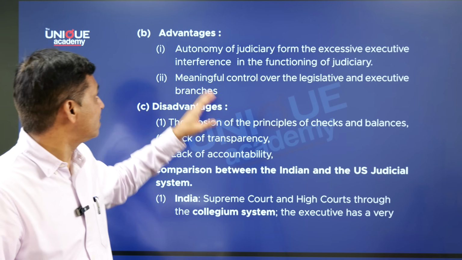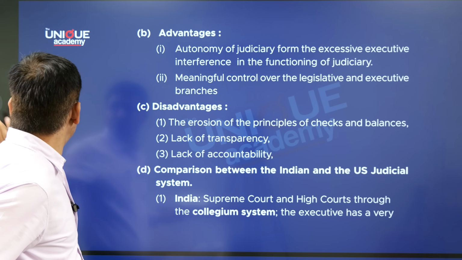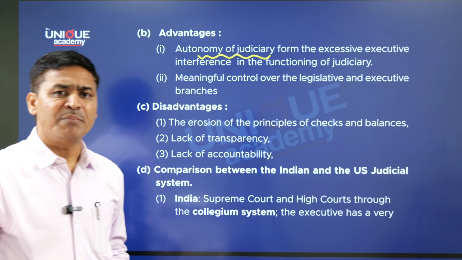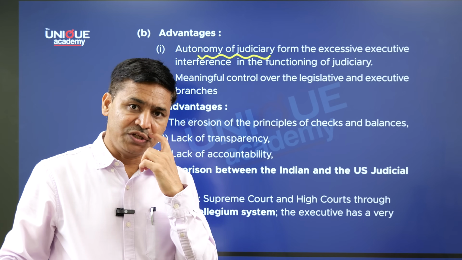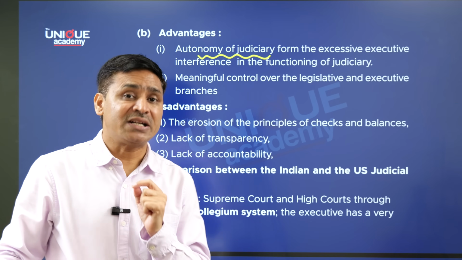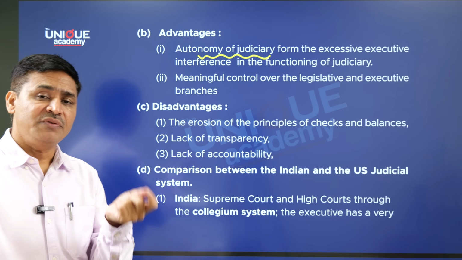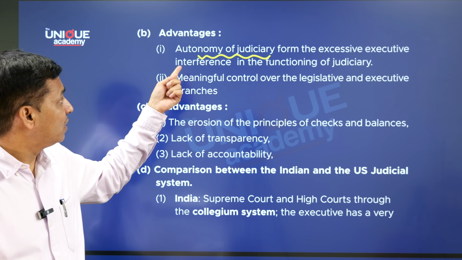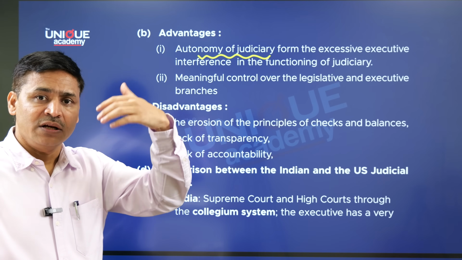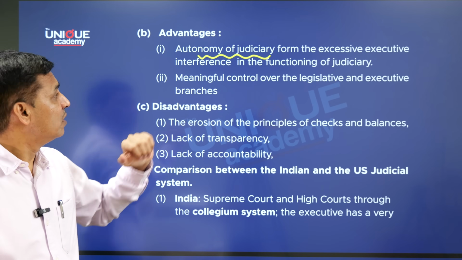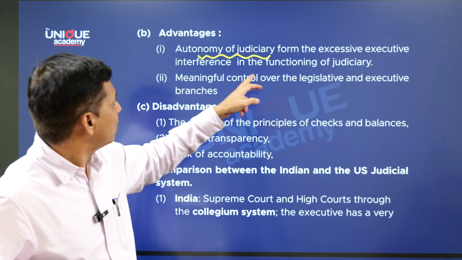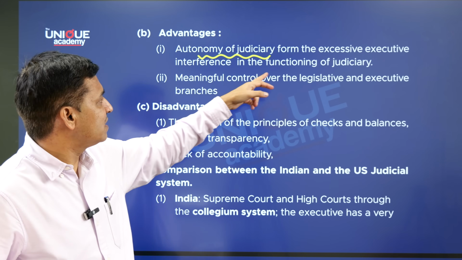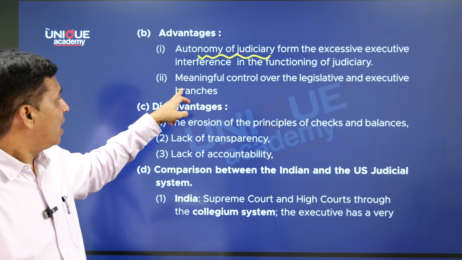I have just focused on two main points as far as the advantages are concerned, and underline three important points. Now, autonomy of the judiciary. Whenever we talk of appointment of members of any mechanism, institution, association, then autonomy matters a lot. Interference of another institution should not hamper the autonomy of the concerned public authority. Now, here we are talking about the judiciary. So, autonomy of judiciary from the excessive executive interference in the functioning of the judiciary.